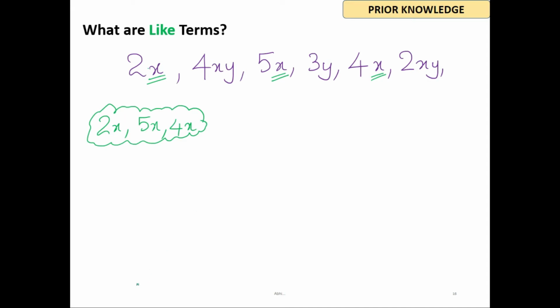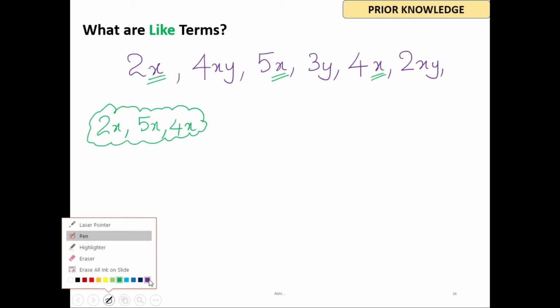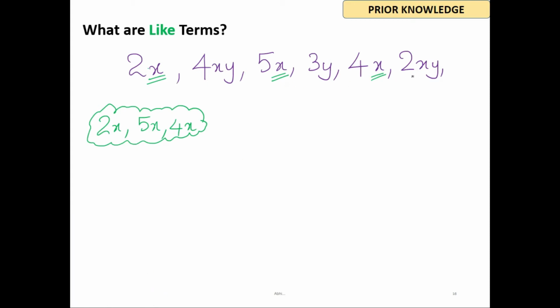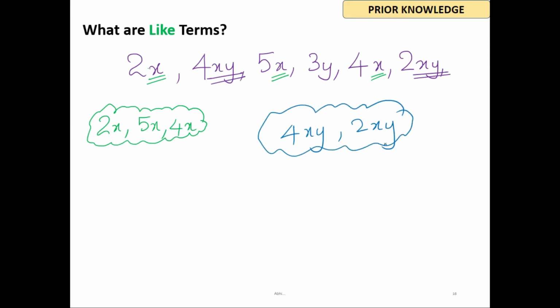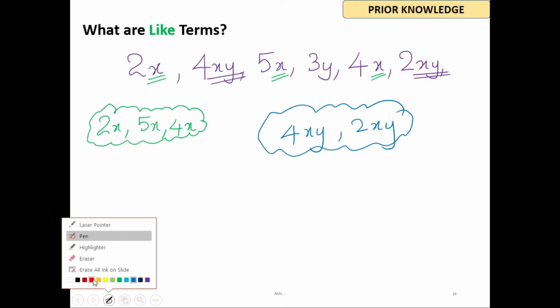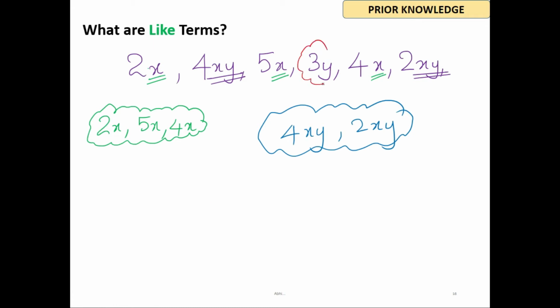Now, if you are asked to find a second group, you have xy and xy here. So you can write 4xy and 2xy as a pair of like terms. Now you can see that 3y is all alone and you cannot find a like term for 3y.